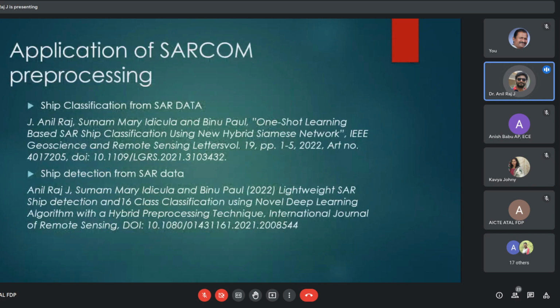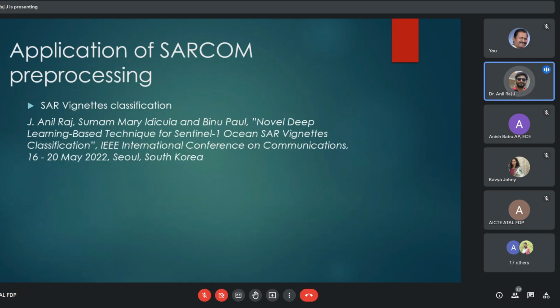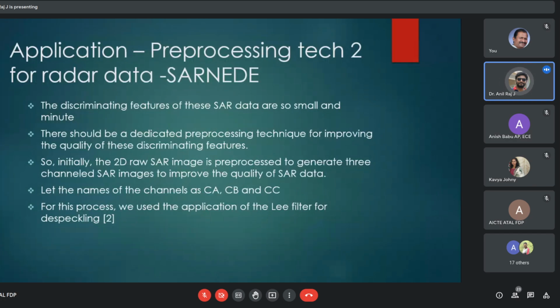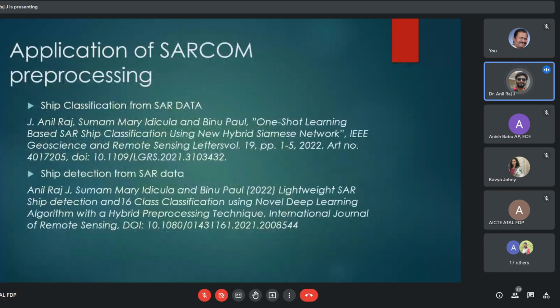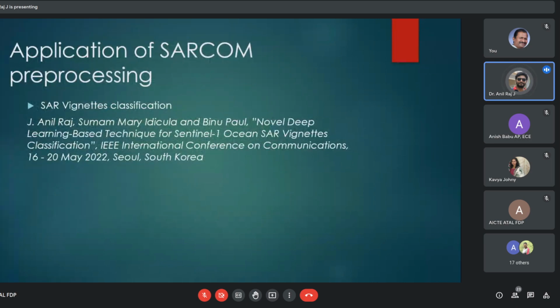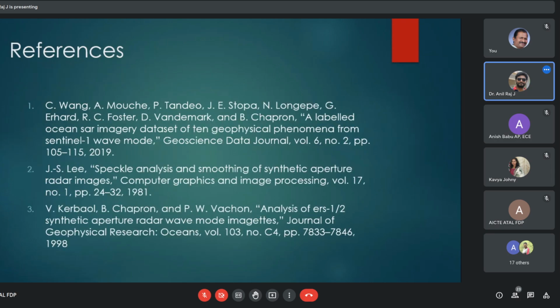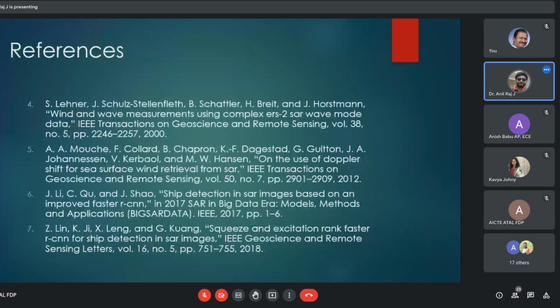These are some of the papers I have already explained. The first one is SARCOM, based on a ship classification type of application, and this is also used in ship detection. Detection means localization of the ships from the SAR data. And the second application, pre-processing technique 2, is based on SAR vignettes classification. And these are some of the references.